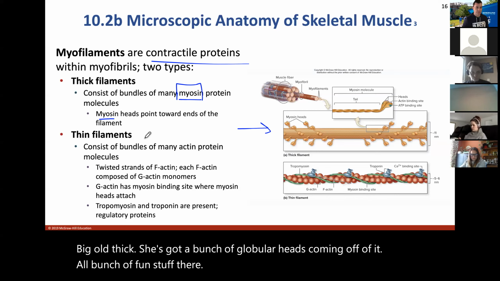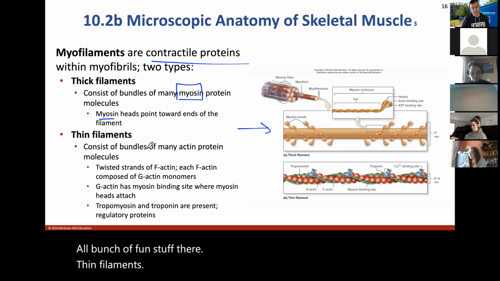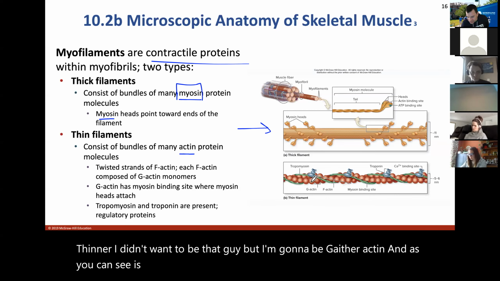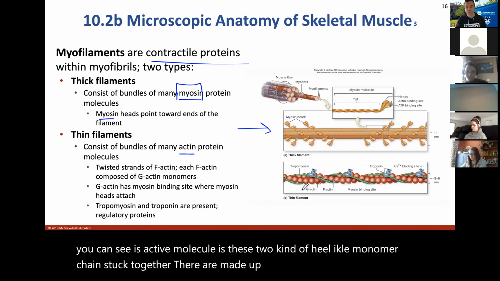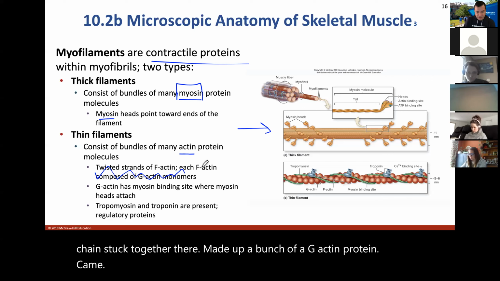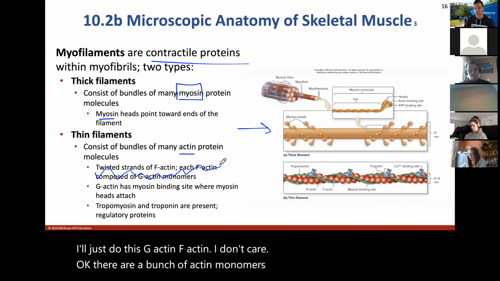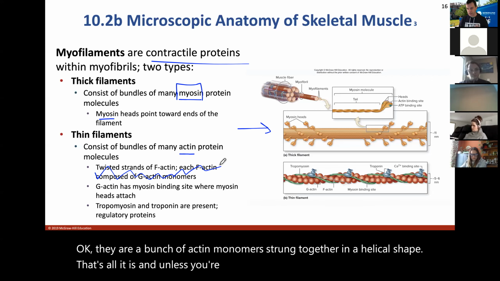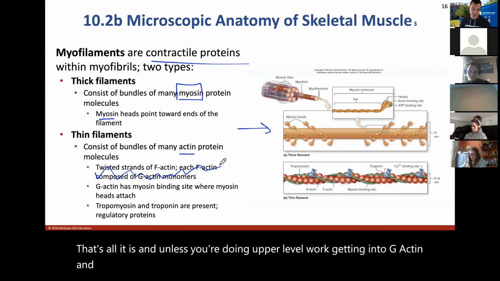Thin filaments are much smaller. Thinner. I didn't want to be that guy, but I'm going to be a guy. Thinner. Actin. And as you can see, this actin molecule is these two helical monomer chains stuck together. They're made up of a bunch of G-actin protein. G-actin, F-actin, I don't care. They are a bunch of actin monomers strung together in a helical shape. That's all it is. And unless you're doing upper level work, getting into G-actin and F-actin isn't really necessary for us at this point.